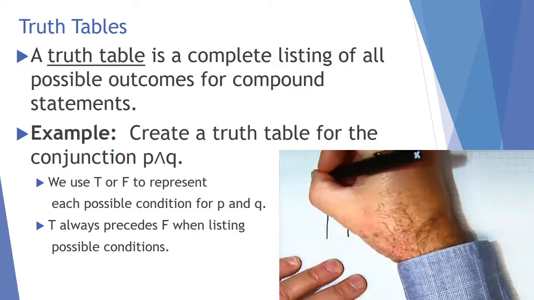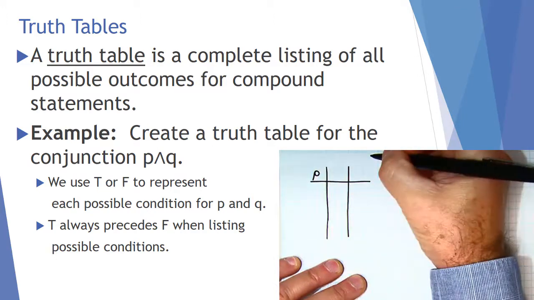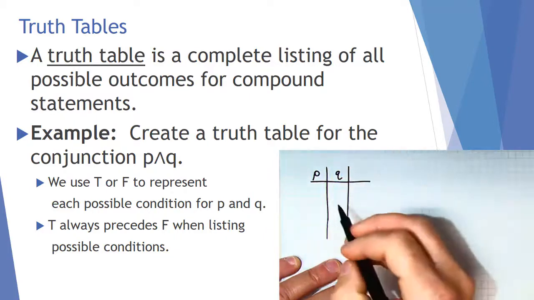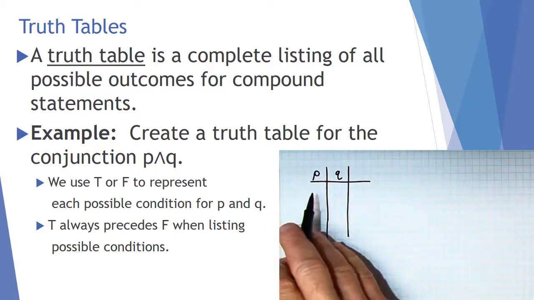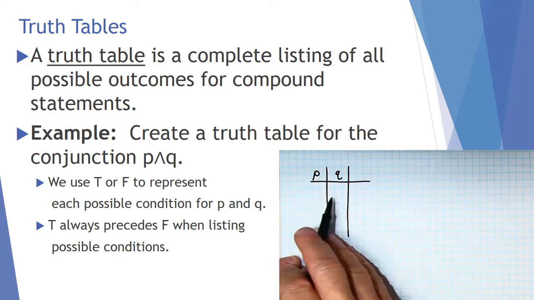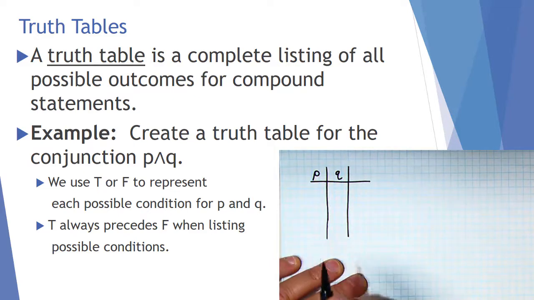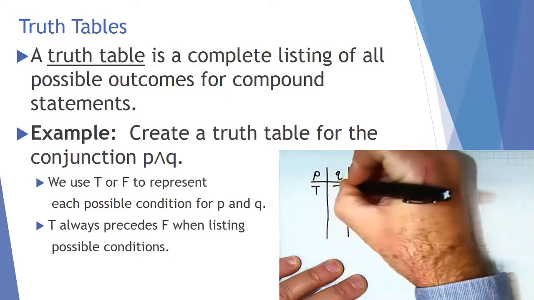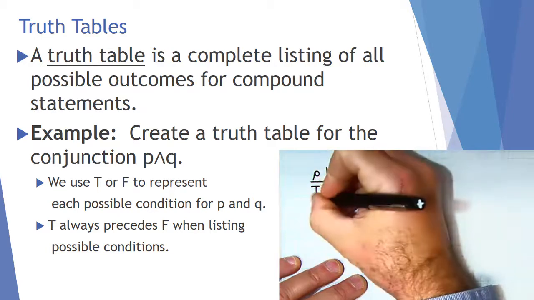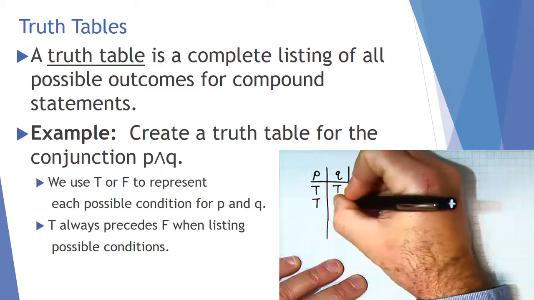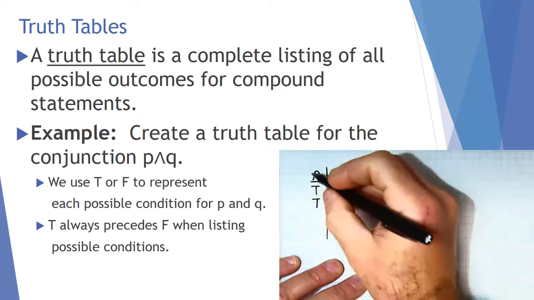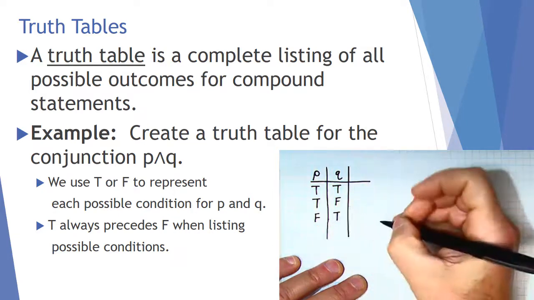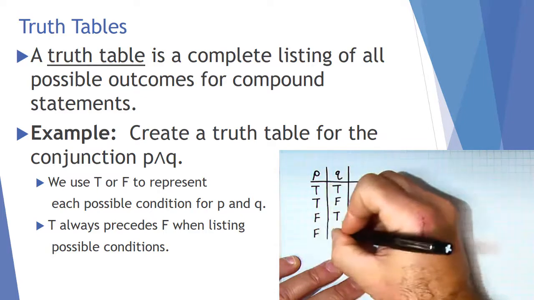One of the simple statements that we have to consider the condition of is P and the other one is Q. Now what we want to do is list every possible combination of true and false for P and Q, but we do this systematically. The first possibility is that they could both be true. Another possibility is that P could be true and Q could be false. The next possibility is that P could be false, but Q is true. And the last possibility is that they are both false.